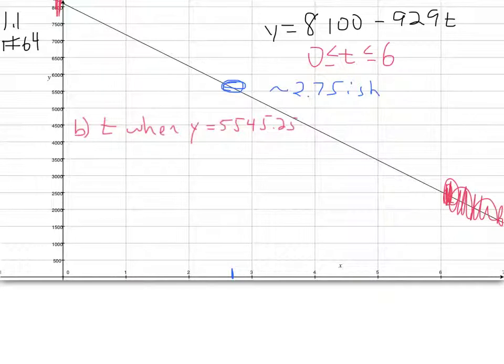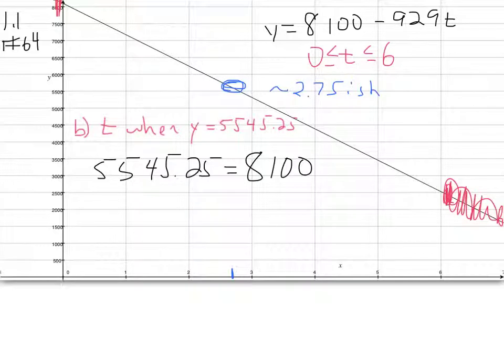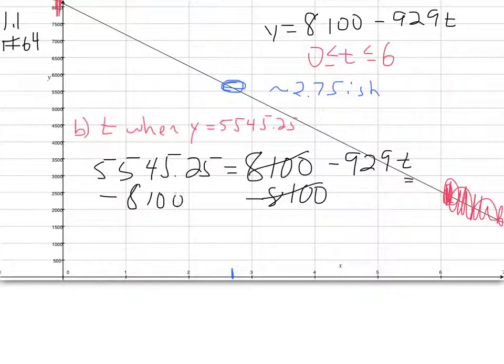Right, so what we want to do is set y equal to $5,545.25. That's going to be equal to our 8,100 minus 929t. Now, we're solving for t, so we need to get everything else to the other side. So we're going to subtract the 8,100. That'll cancel there. Minus 8,100.